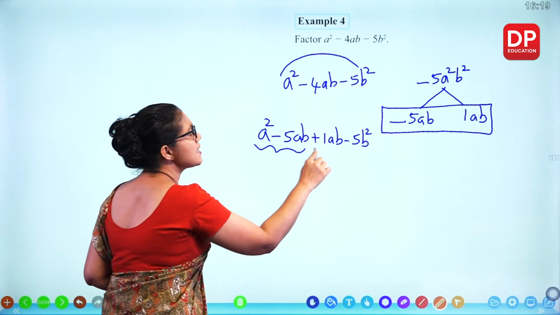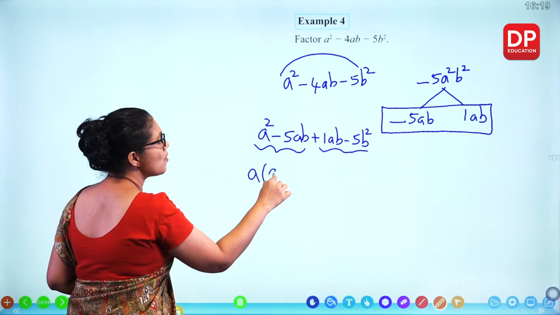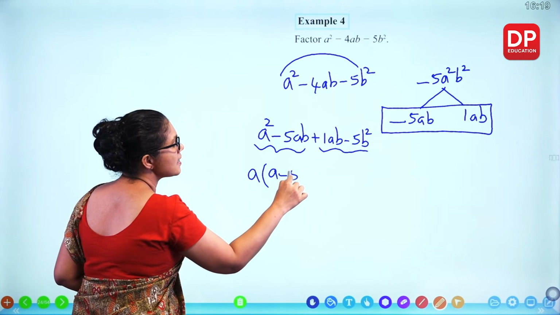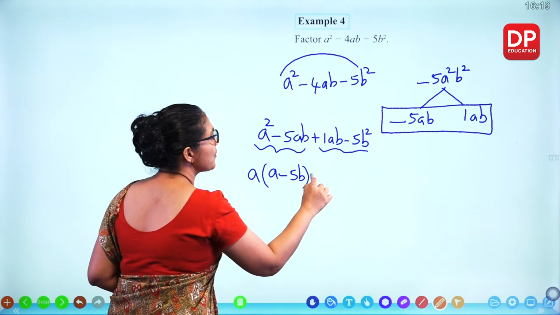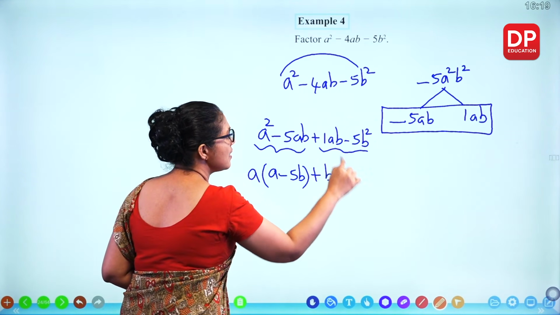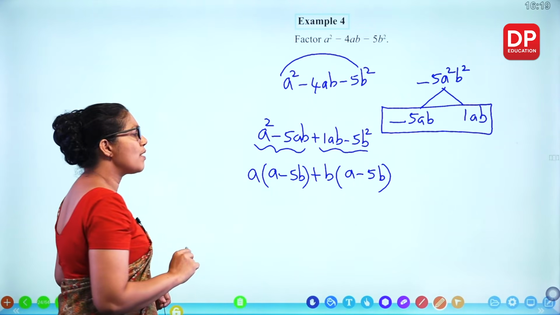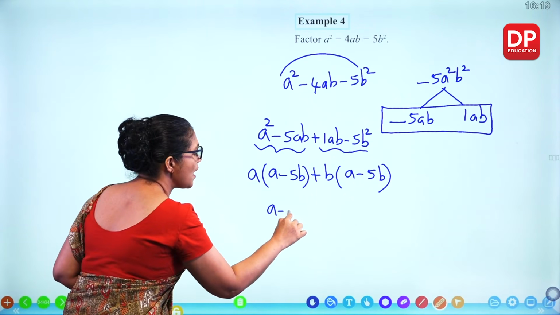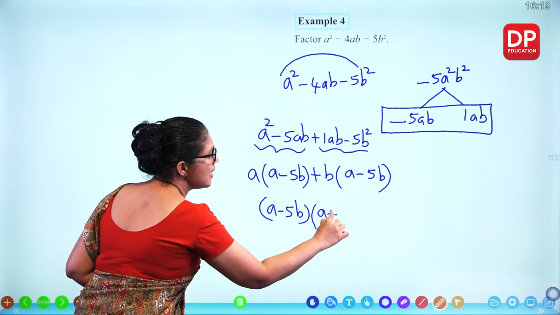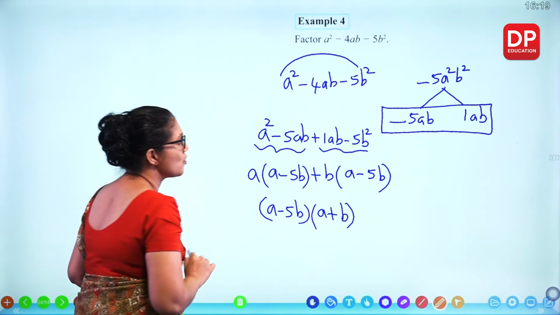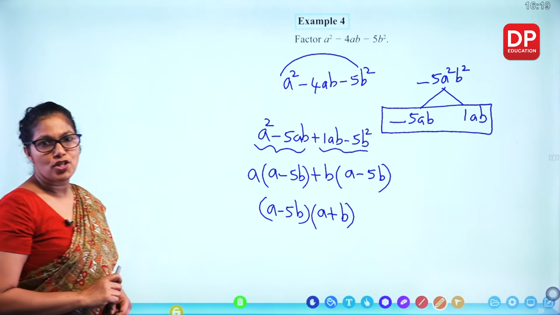Take 2 at a time and factorize. a is common, take it out. Remaining is a minus 5b. In this one, what's common? Plus b is common, and a minus 5b remaining. Again, two expressions: a minus 5b is common and a plus b remaining. So these are the factors of this expression.